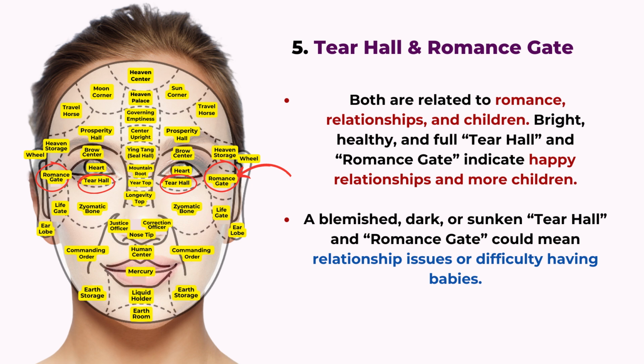But if it's dark, blemished, sunken, or with other imperfections in these two areas, that can mean issues with relationship and also difficult to have babies.